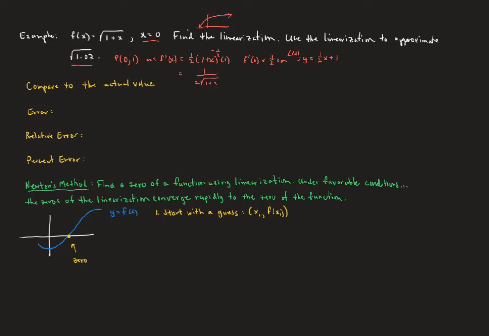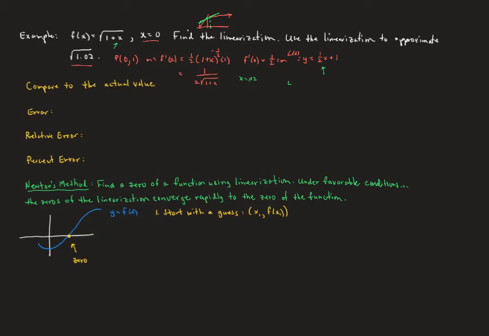And so we're taking this derivative at 0, and we're saying that this tangent line is going to be a reasonable approximation to this red curve as long as we don't go very far away from where we found the tangent line. And so we can see that to get to 1.02, our x value is going to be 0.02. So that's what we're going to plug into our function.